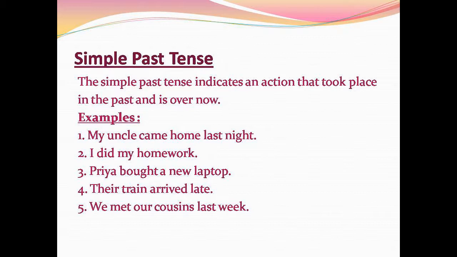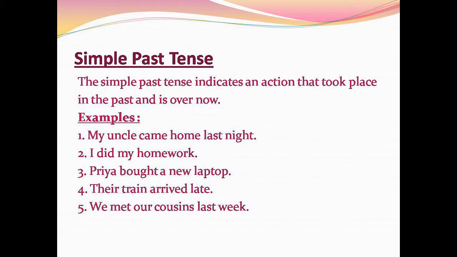Examples. Number 1, my uncle came home last night. This action happened last night and is over. Number 2, I did my homework. Number 3, Priya bought a new laptop. Number 4, their train arrived late. Number 5, we met our cousins last week. So in all these sentences, all these actions happened and got over.